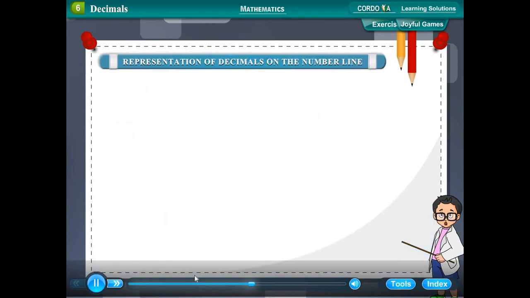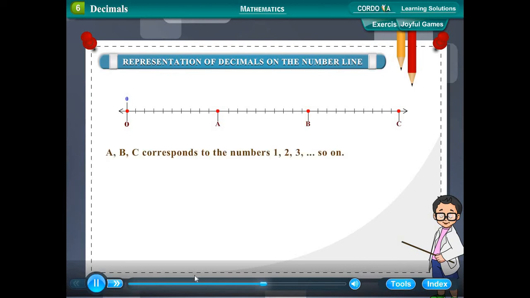Representation of decimals on the number line. We draw a line and mark a point O on it. On this line we mark points A, B and C at equal distances to the right of O. Let the point O denote 0. The distances from O to A, A to B and B to C are further divided into 10 equal parts. Since point O represents 0, therefore A, B, C correspond to the numbers 1, 2, 3, and so on.